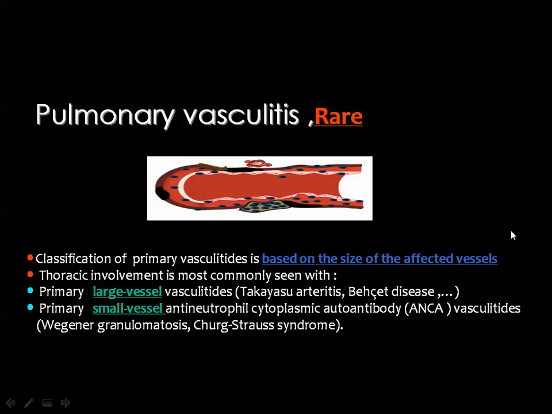Vasculitis means inflammation of the vessel wall, and we have two types of this inflammation: lesions that affect the large vessels, and the examples for this are Takayasu arteritis and Behçet disease. Also lesions which affect the small vessels, which are intimately related to anti-neutrophil cytoplasmic autoantibody vasculitis, and the examples are Wegener granulomatosis and Churg-Strauss syndrome.